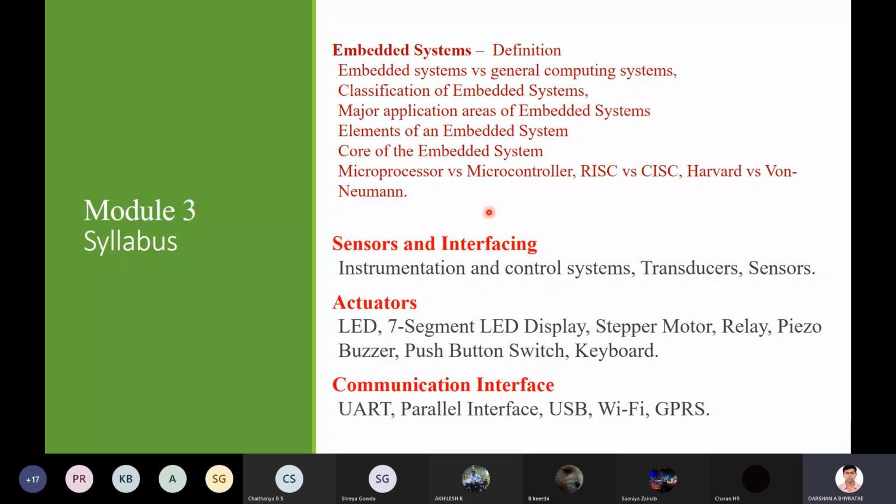Okay, the next topic: I already completed the embedded system. General computing classification of embedded system, major application areas of embedded system, elements of embedded system and core of the embedded system, and the difference between microcontroller and microprocessor, RISC, Harvard and von Neumann. These topics I completed here. Then the next topic of your third module is sensor and interface.